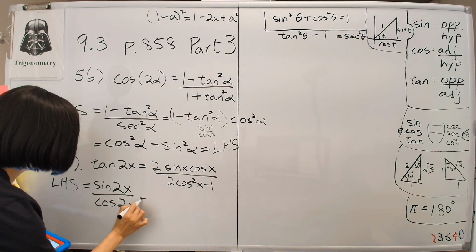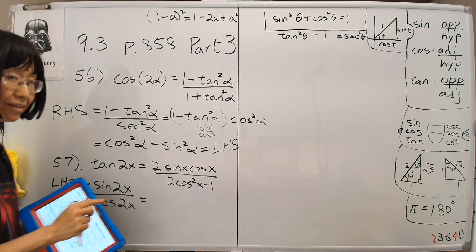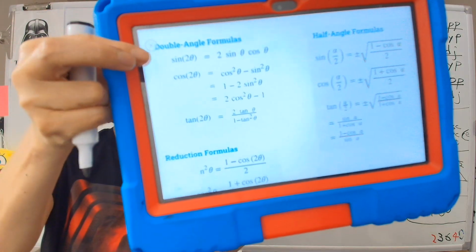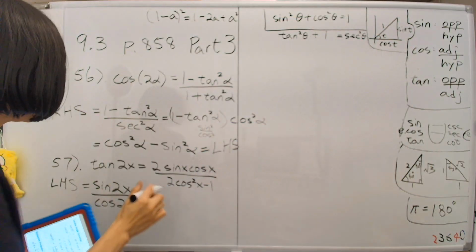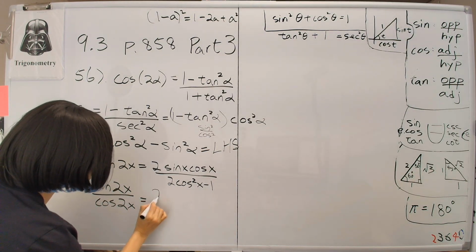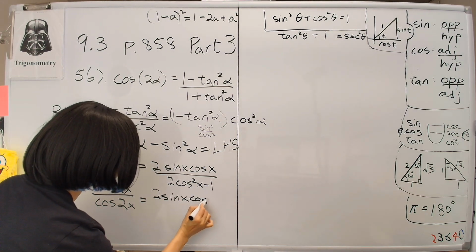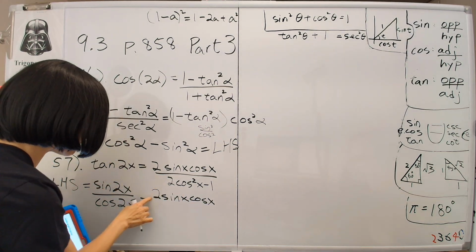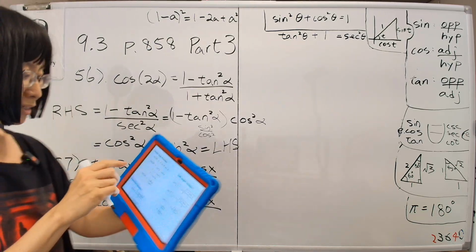And that equals, what is sine 2x? Let's find some formula here. Again, sine 2x equals 2 sine x cosine x, according to this formula. So let's write that down. That equals 2 sine x cosine x. And as you notice, that's exactly that. Wow, same thing. And then the cosine 2x, let's dig out a formula too.